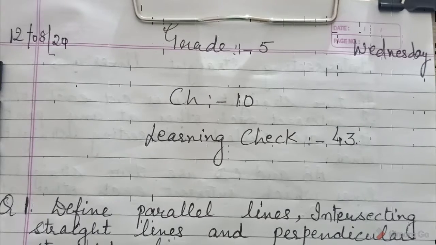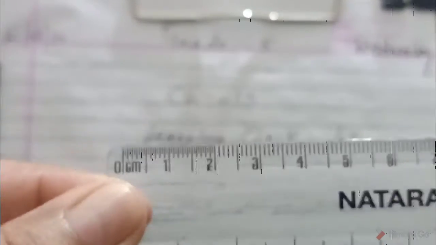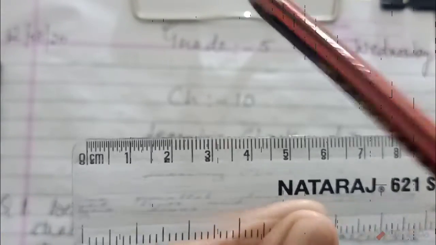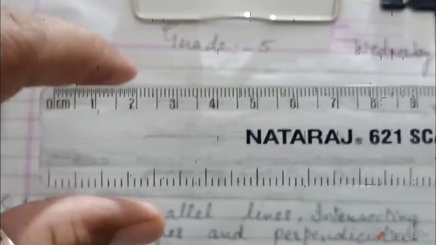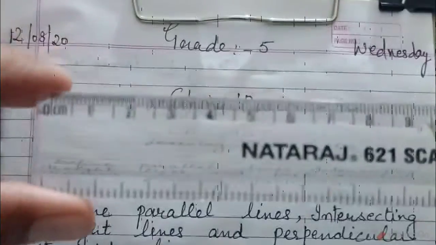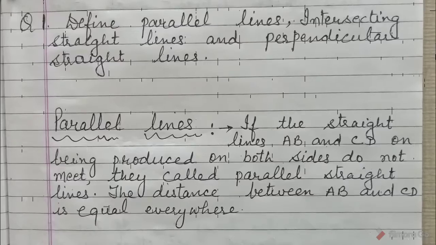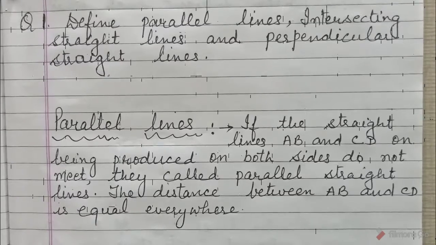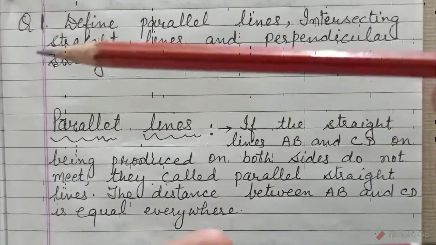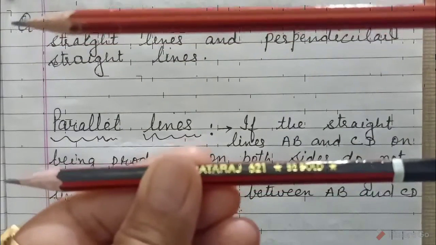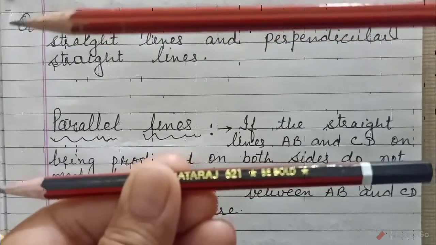For example, we can take the scale, this one. These two sides are parallel sides. So the edges of the scale are parallel lines. Next, take the example of two pencils. We have taken two pencils and the distance between these two pencils is equal. That is called parallel lines.